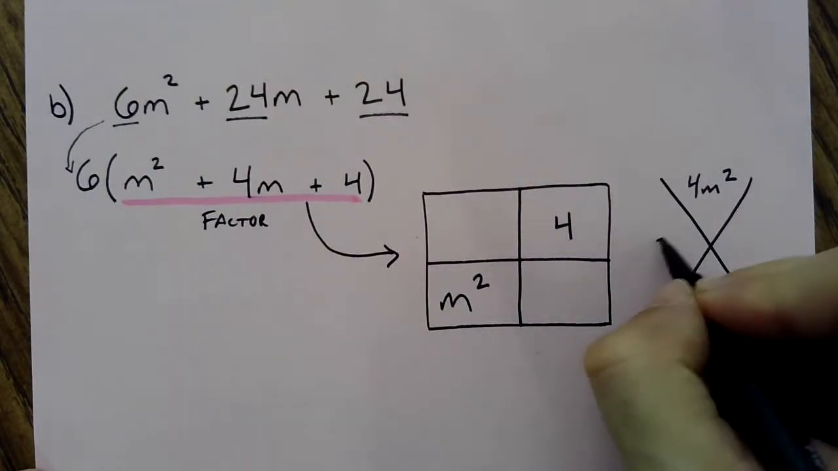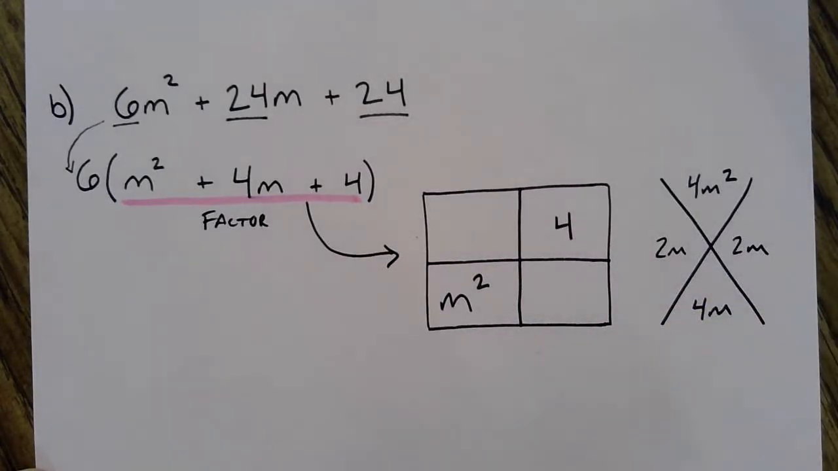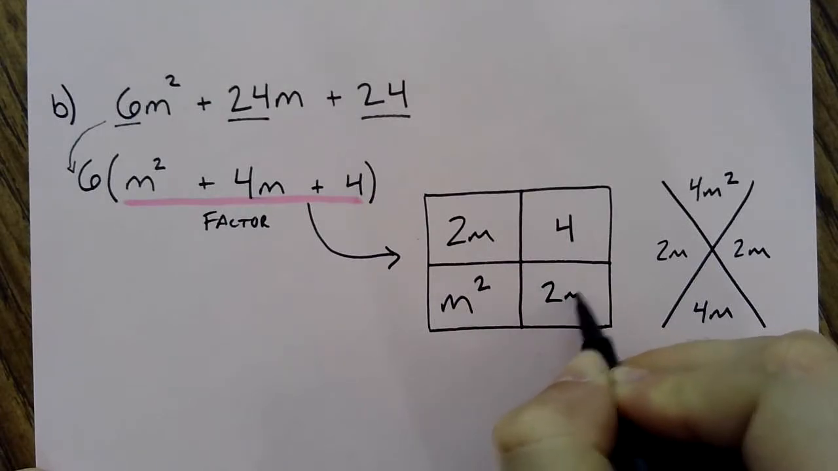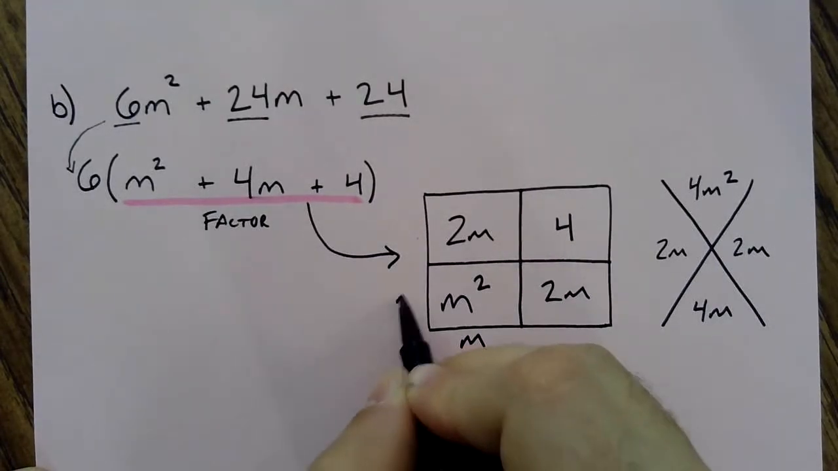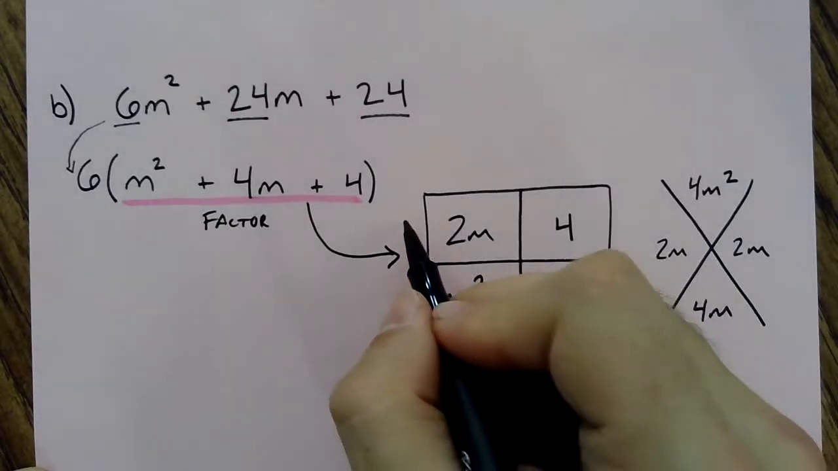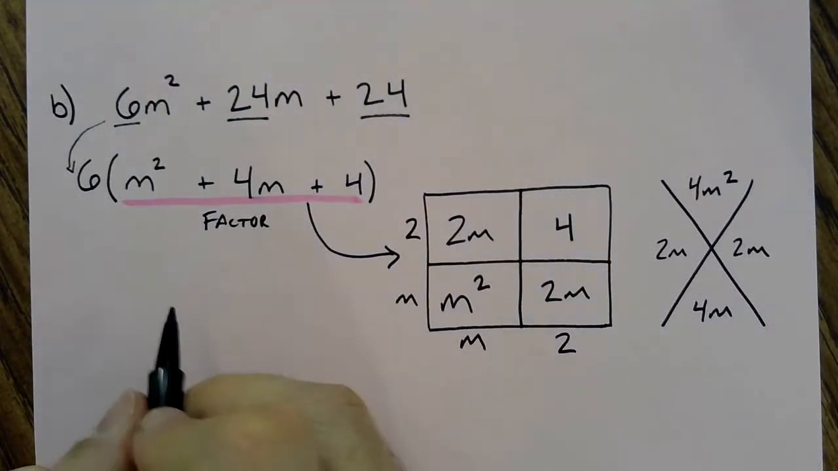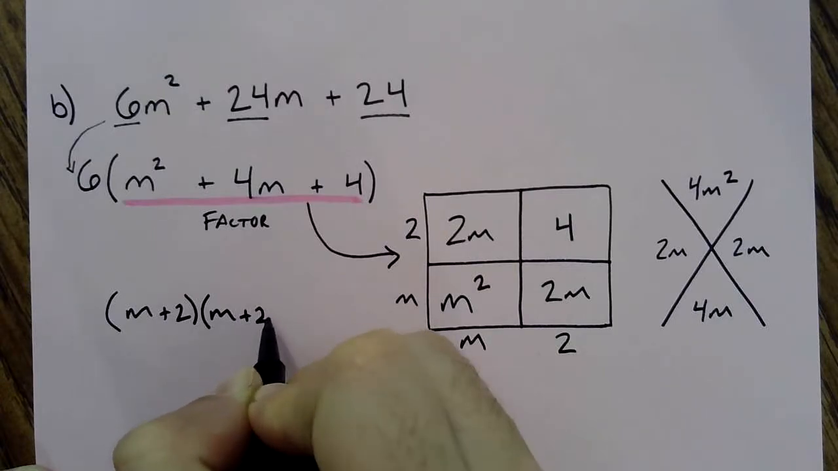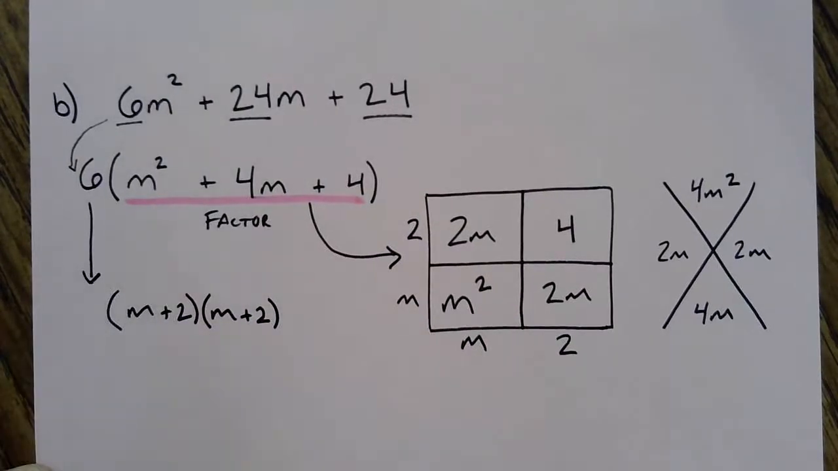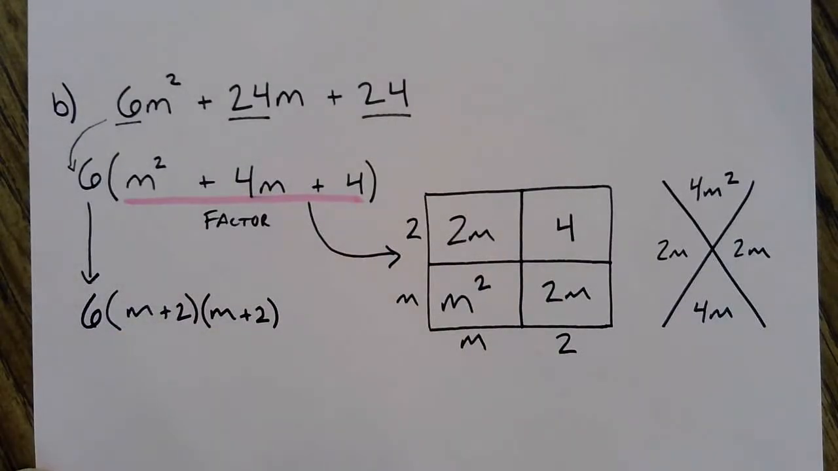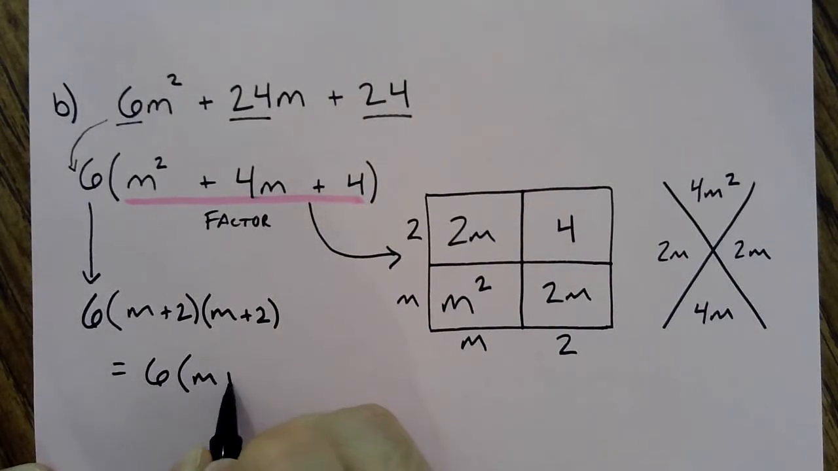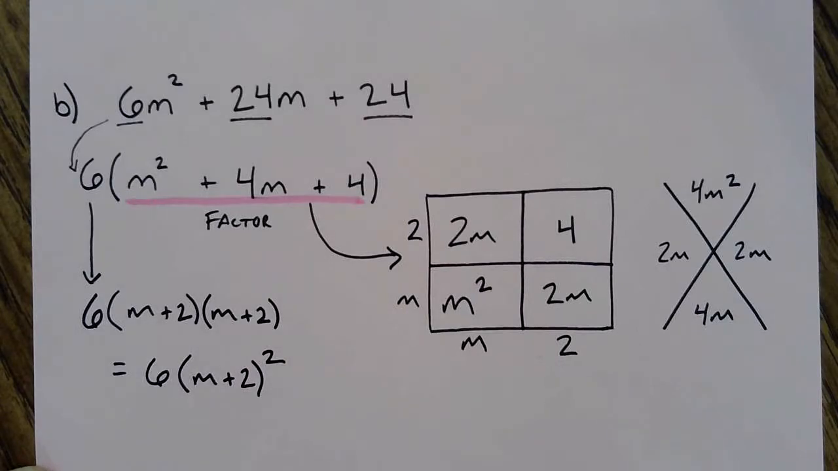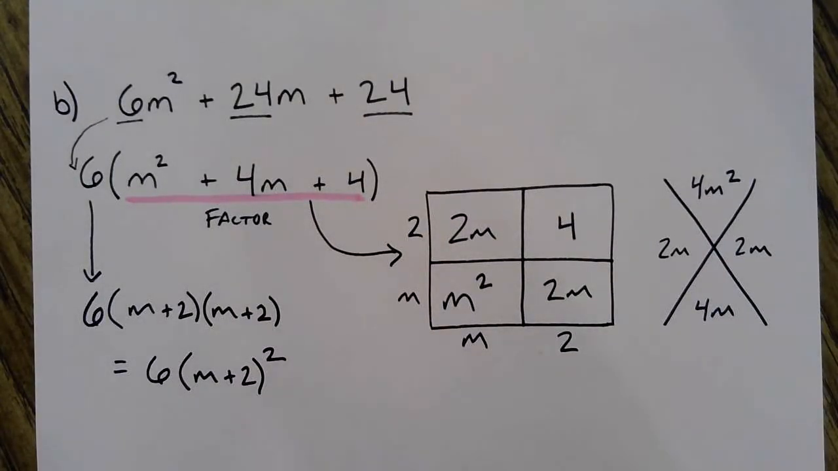Adds to 4, multiplies to 4. We have 2m and 2m. So going back here, one factor is m plus 2. The other is m plus 2. And you need to remember to bring down that 6 to be a factor in our factored form. We could also write this as 6 times m plus 2 squared, because we know anything to the second power is itself multiplied by itself. So 6 times m plus 2 squared.